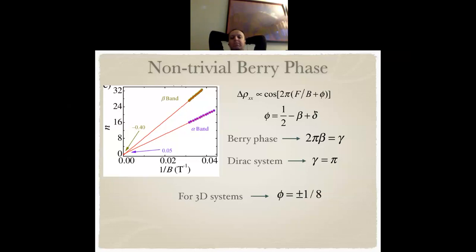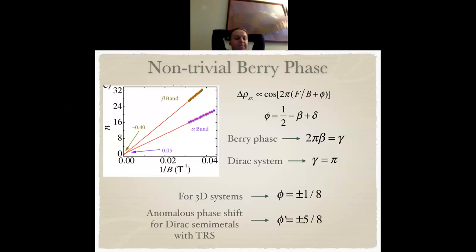In 2D, it's equal to 0. And then there's also an additional phase. So for these Dirac semimetals that have time reversal symmetry, the Berry phase is actually equal to 2 pi rather than pi, which causes this total phase to go to plus or minus 5/8.